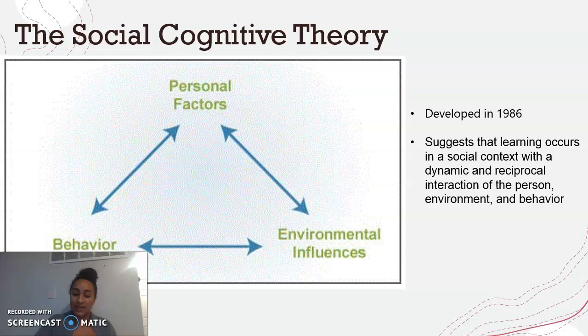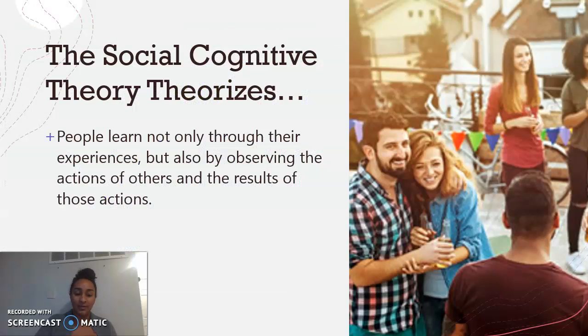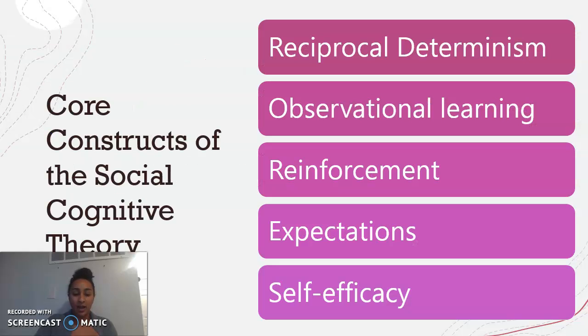This diagram here visualizes how the social cognitive theory explains human behavior in terms of a three-way dynamic reciprocal model in which personal factors, environmental influences, and behavior continually interact. The social cognitive theory theorizes that people learn not only through experiences, but also by observing actions of the others and the results of those actions. The core constructs of this theory in order to achieve behavioral change are reciprocal determinism, behavioral capability, observational learning, reinforcements, expectations, and self-efficacy.